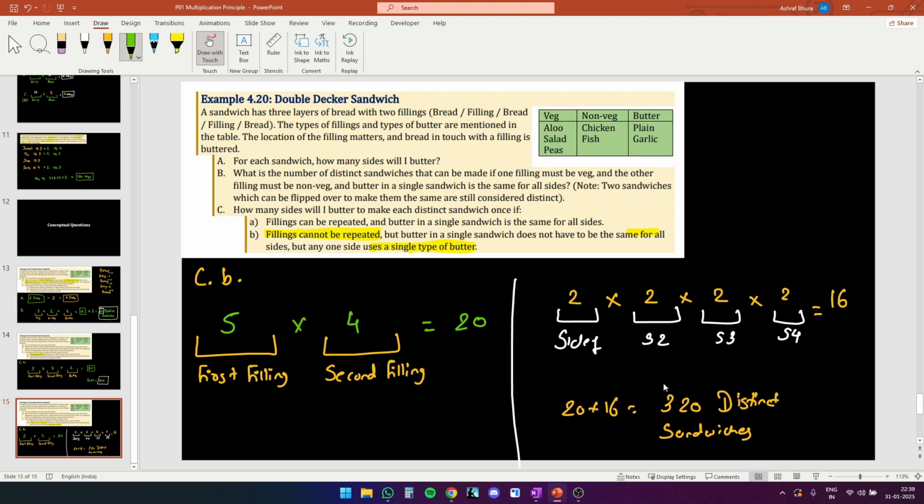Okay, so the answer is 320 distinct sandwiches. And now if I want to find how many sides I have to butter, so to butter I need to do 320 times 4, which is 1280 choices. 1280 sides I will have to butter.